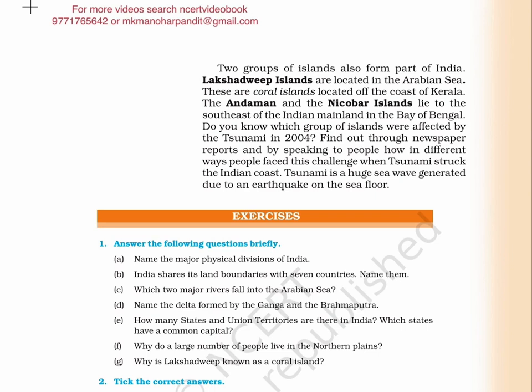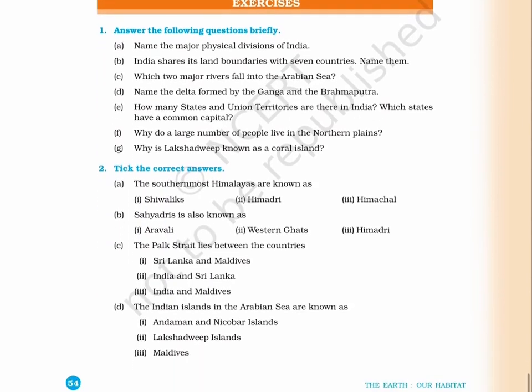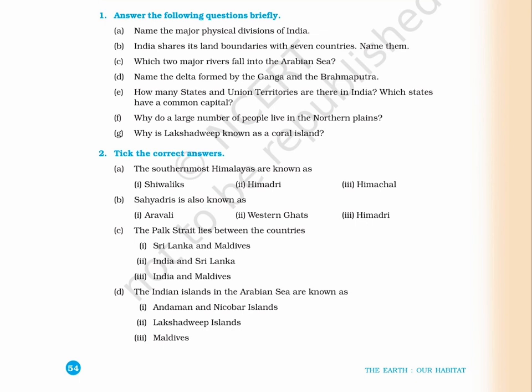Exercises. 1. Answer the following questions briefly. A. Name the major physical divisions of India. B. India shares its land boundaries with 7 countries. Name them. C. Which 2 major rivers fall into the Arabian Sea? D. Name the delta formed by the Ganga and the Brahmaputra. E. How many states and union territories are there in India? Which states have a common capital?